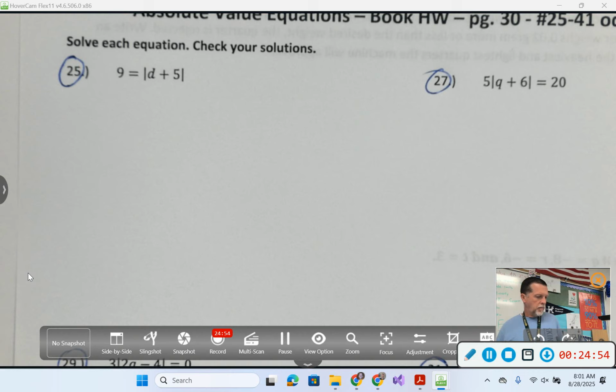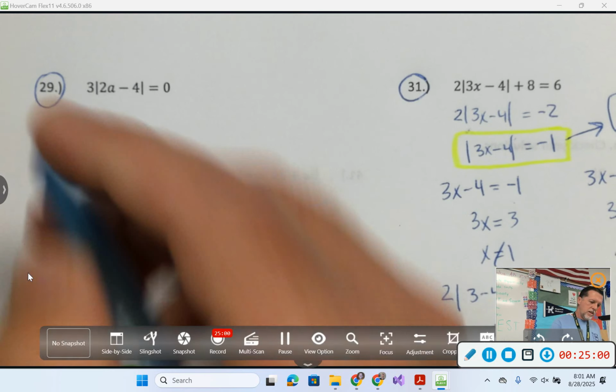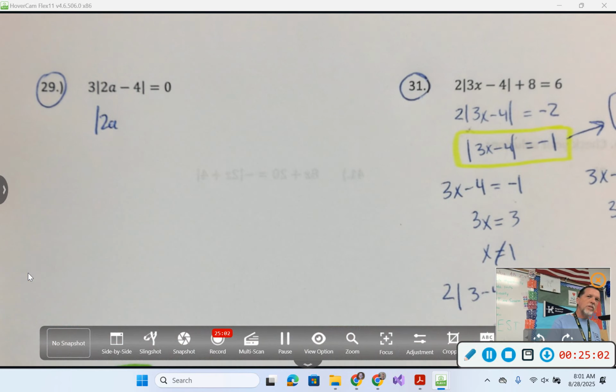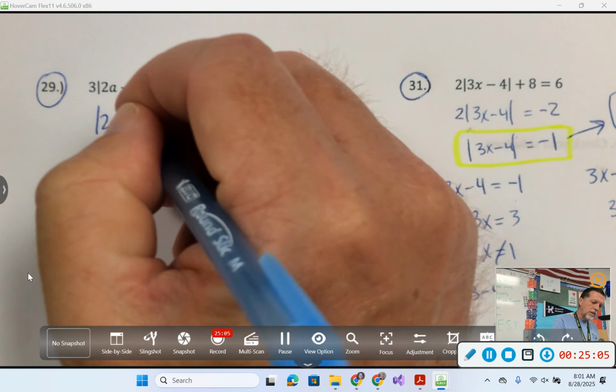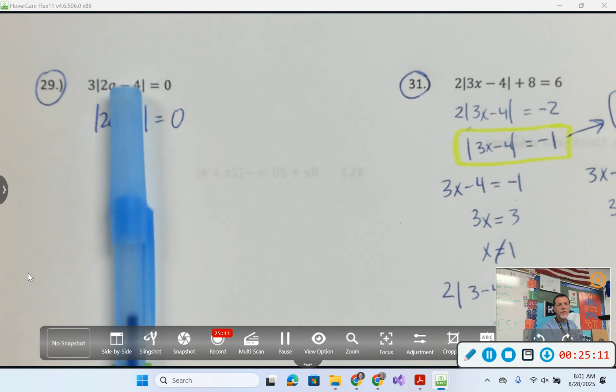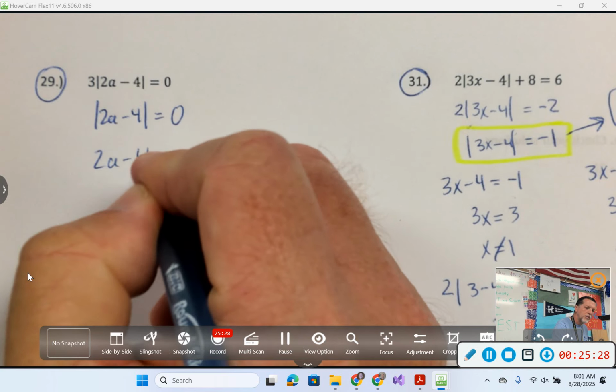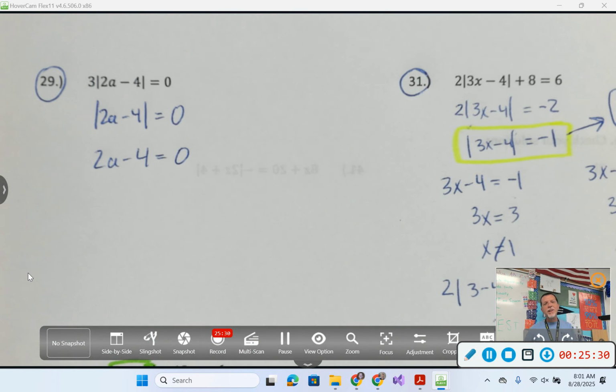I do 29. Got a 0 in there. Well, I divide by 3 first. Are you supposed to divide it by 3? What's 0 divided by 3? 0. Yep, so you can divide by 3. So, again, think back. Don't just think process, think concept. Think about what's going on. Absolute value of something equals 0. What does the something have to be? 0. So just 0 for both of them. I guess you could write plus 0 and minus 0, but that doesn't really make sense. So it's just equal 0.